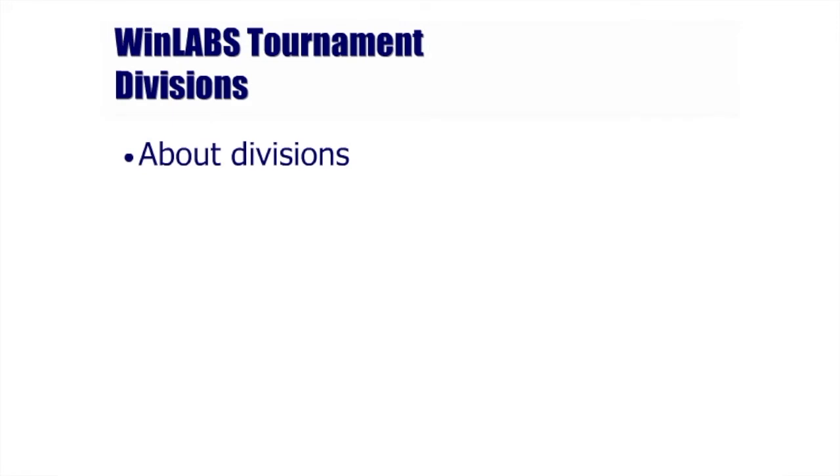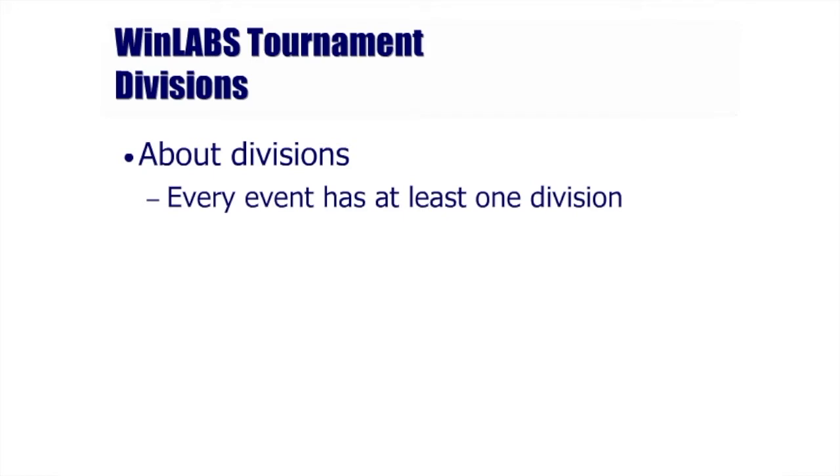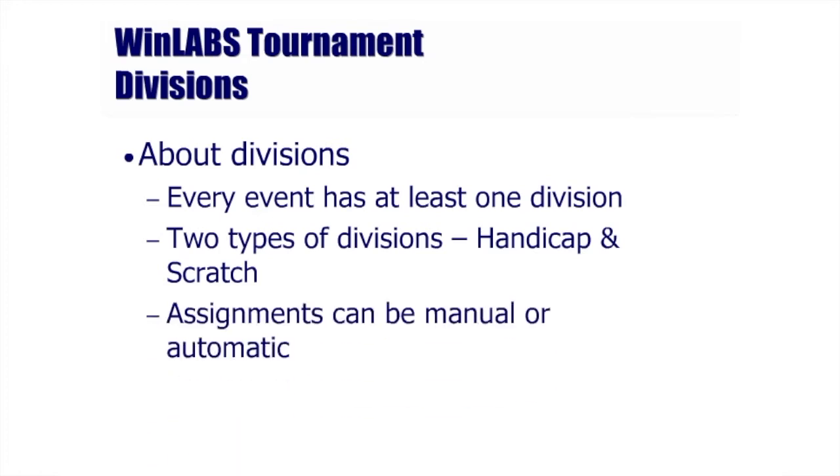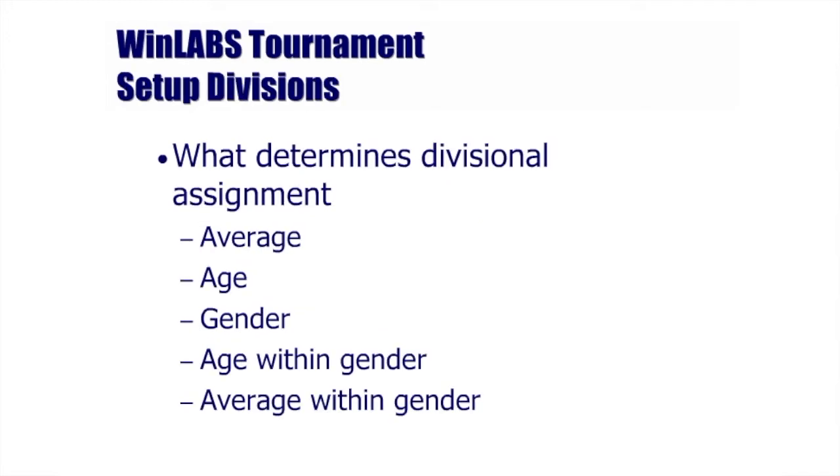Let's quickly review the WinLABS divisional features. All of your events must have at least one division. There are 2 types of divisions, handicap and scratch. Divisional assignments can be manual, however this should be rare. WinLABS is quite proficient at assigning them automatically. WinLABS can be instructed to assign divisions based on average, age, gender, or a combination thereof. For example, you could have a tournament where the boys division 1 is 180 and up and the girls division 1 is 160 and up.